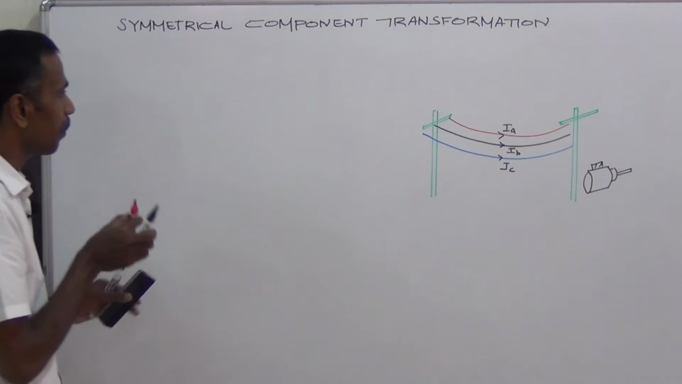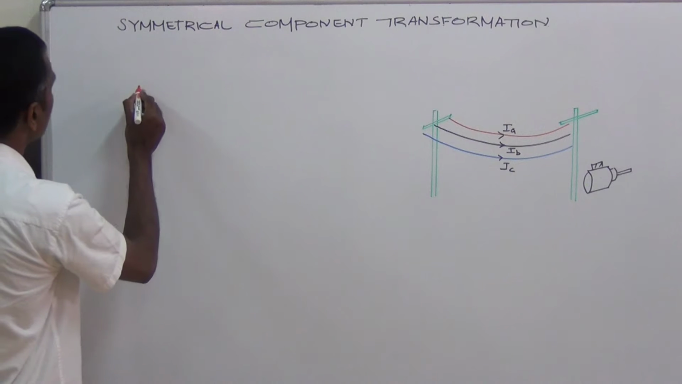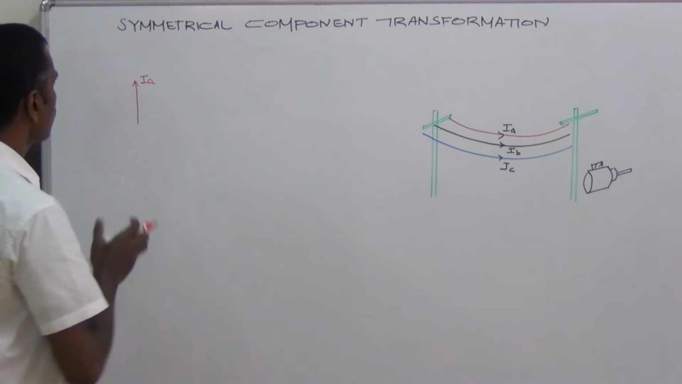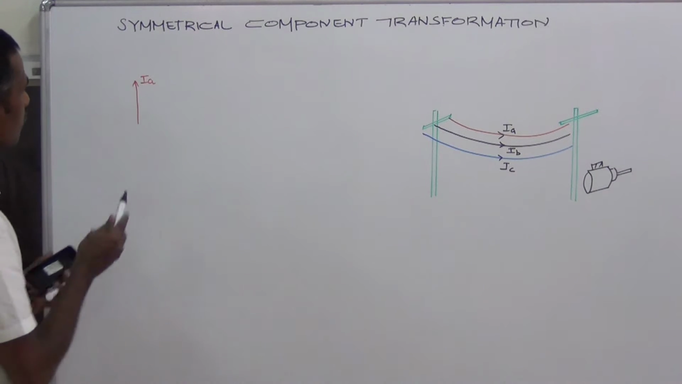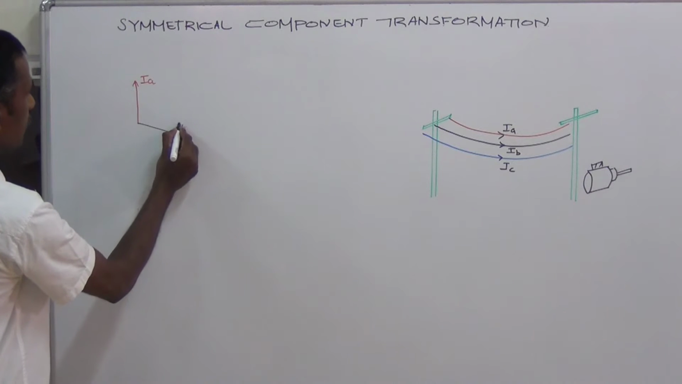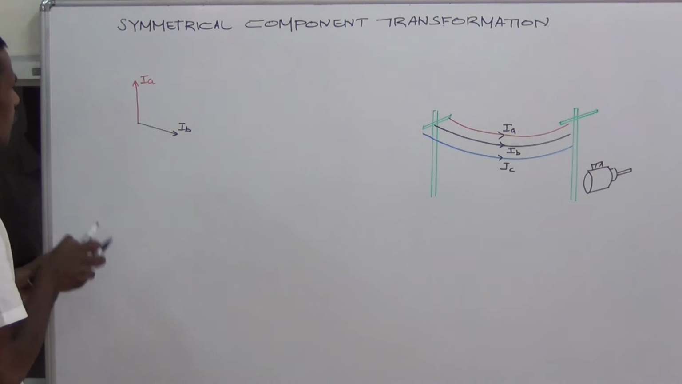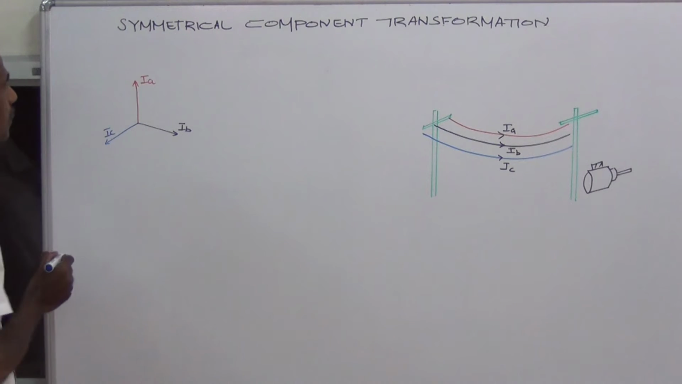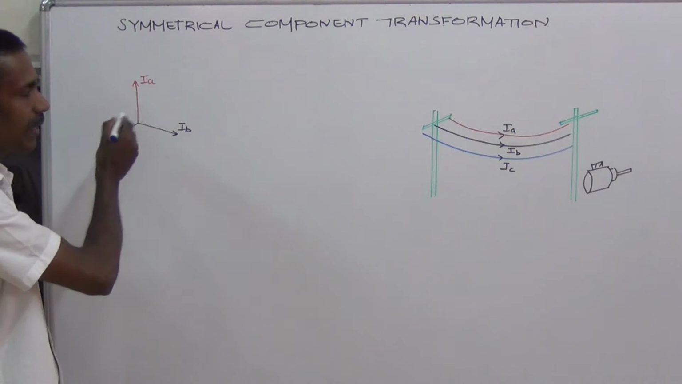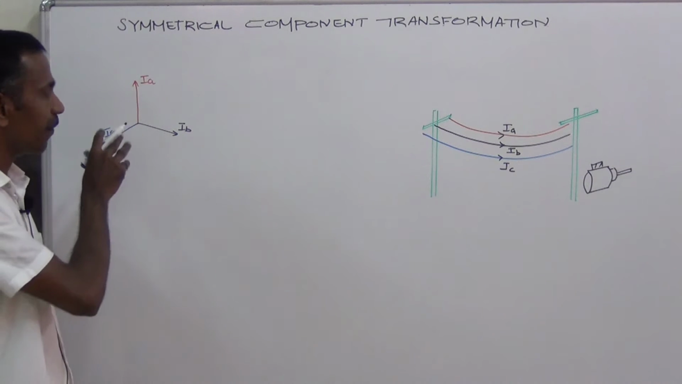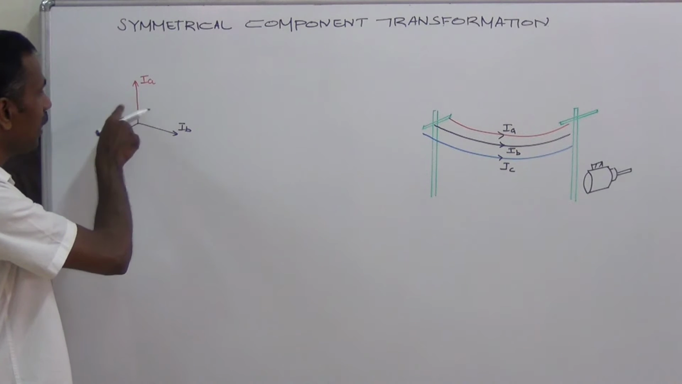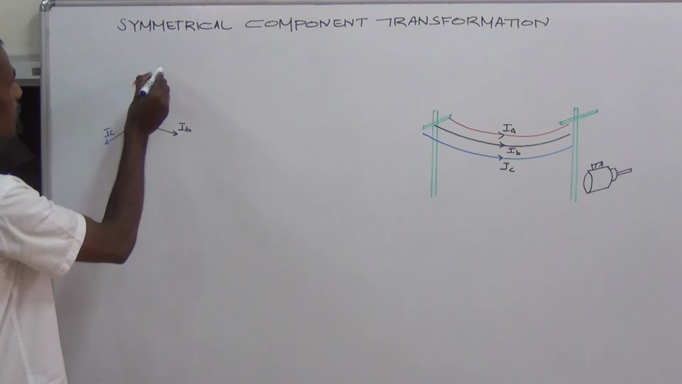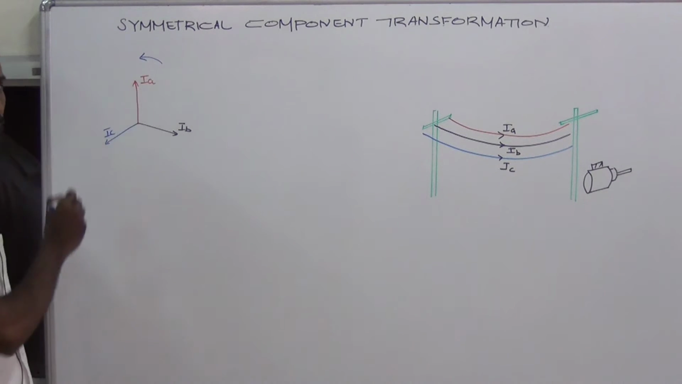So this can be represented using three vectors. This is IA, this is IB, this is IC. These three vectors are balanced because they have equal magnitudes and the angle between any two vectors is 120 degrees. Suppose they are rotating in the anti-clockwise direction.